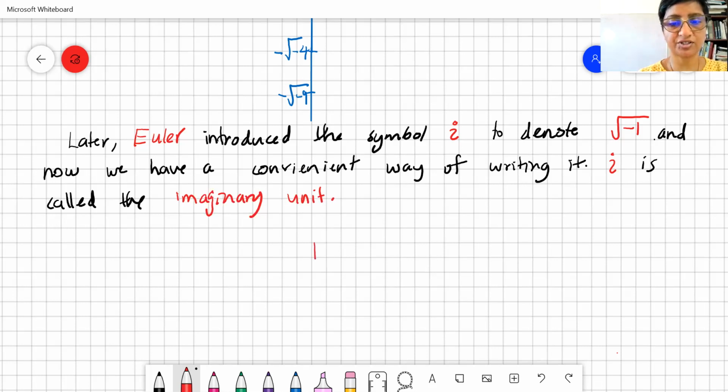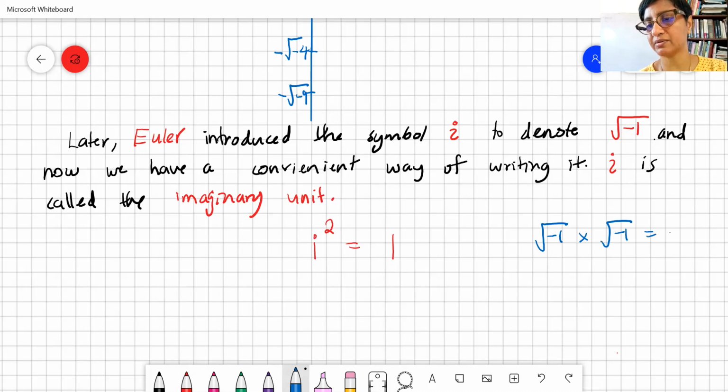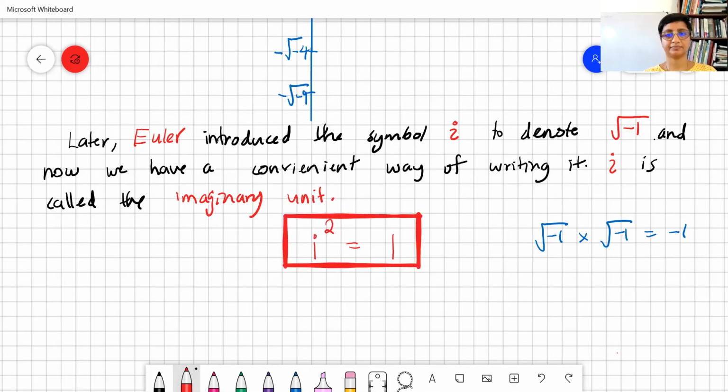And let's just write this also. So i squared is -1. Do you see that? On the side, I'll write what I have written here: square root of -1 times square root of -1 is -1. Okay. This is just my side bubble.